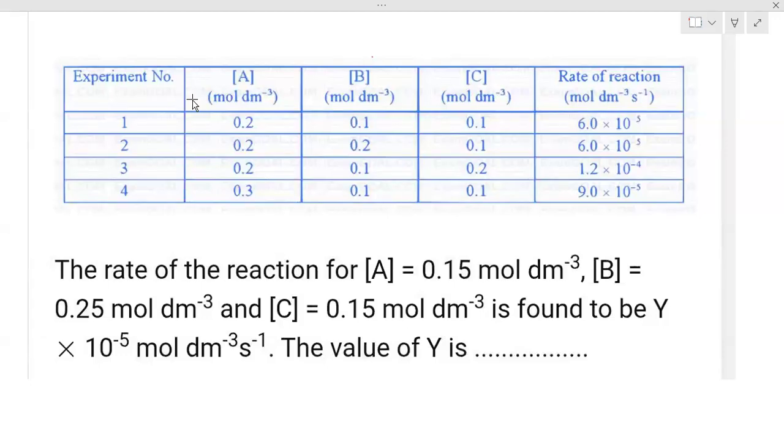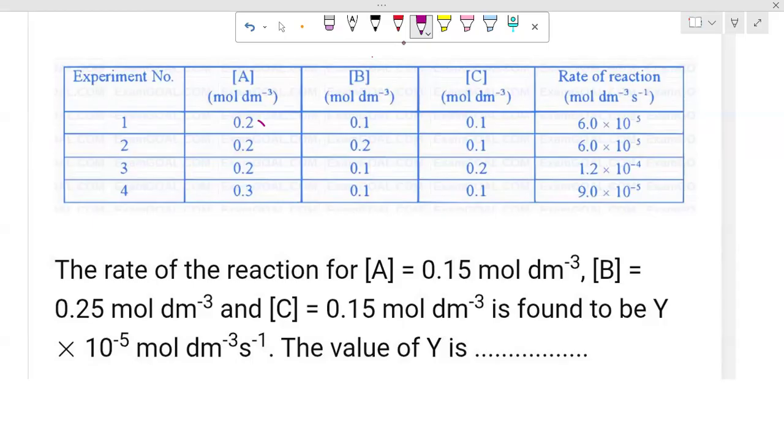Okay, so let's try this out. First of all, we need to find the order with respect to A, with respect to B, and with respect to C. For that, we'll be comparing any two experiments. For example, I'm comparing 1 and 2. Now, there are a lot of ways in which we can do this. So I'll be explaining the one which requires the least time. So let's say I compare 1 and 2.